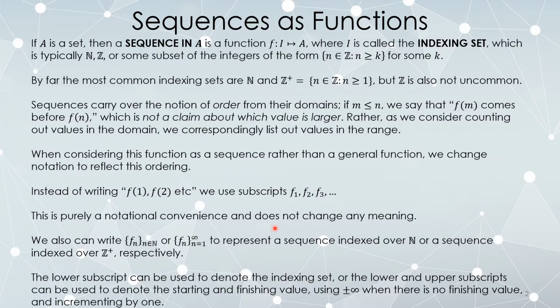The lower subscript, however, in this notation here, can be used to denote a different indexing set. We use plus or minus infinity if it doesn't actually stop, but you could do something like n equals 5 to infinity. So you would start with f sub 5, f sub 6, f sub 7, and so forth. You could have a negative infinity here and a positive infinity here, and then listing it out doesn't really have a start or a stop, but it includes f subscript and then any integer you want.